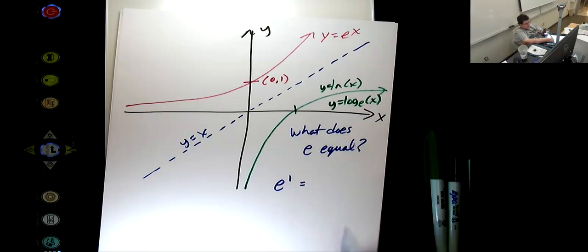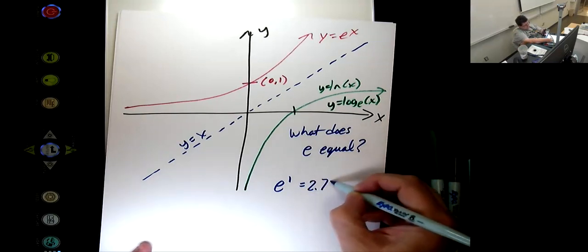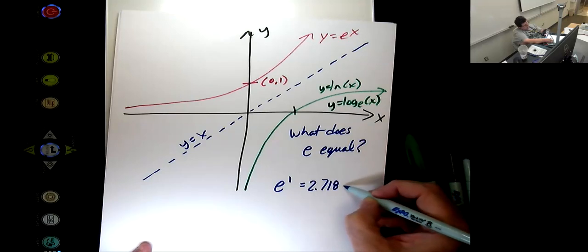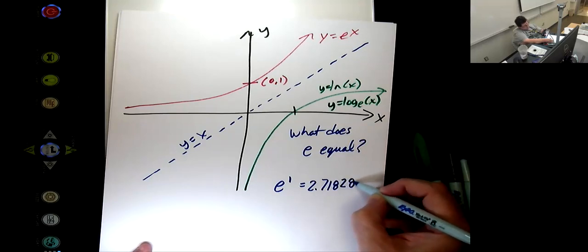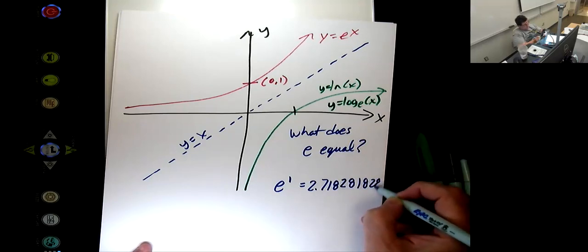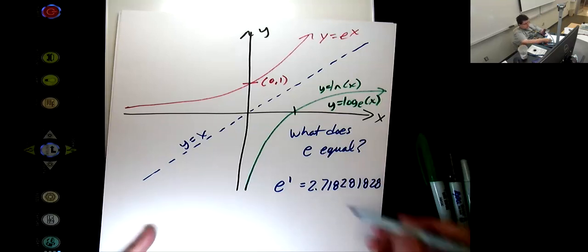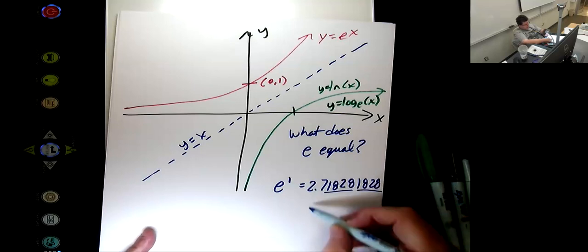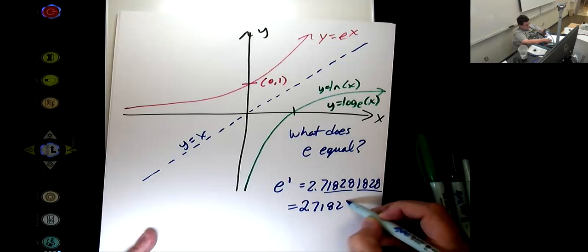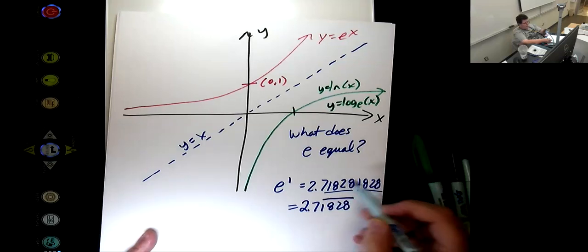I only know the first 3 decimal places, so I wanted to get some more. 281828. I wonder if it keeps repeating like that. It looks like a cycle here, doesn't it? So a shorthand notation would be 1828 with the repetition bar right there.